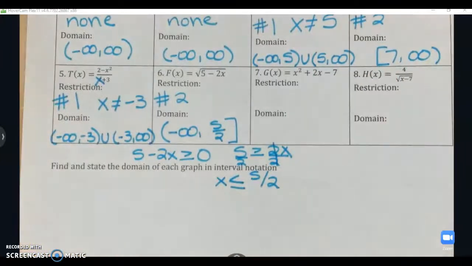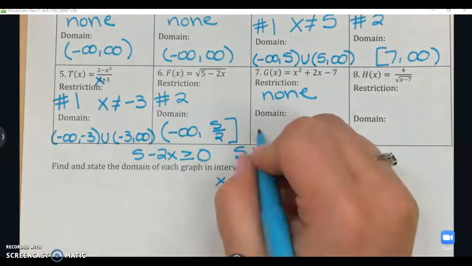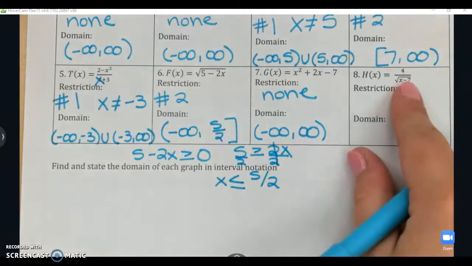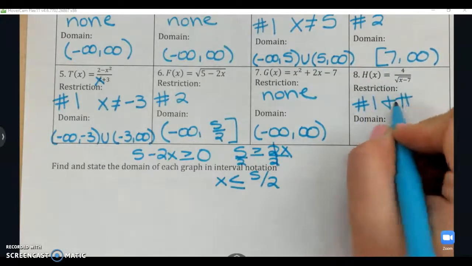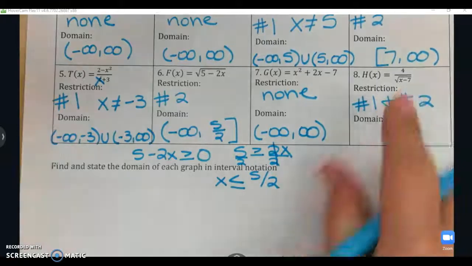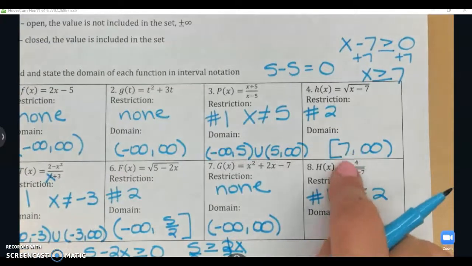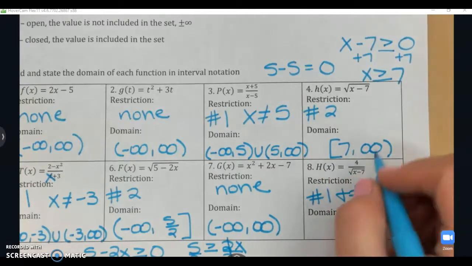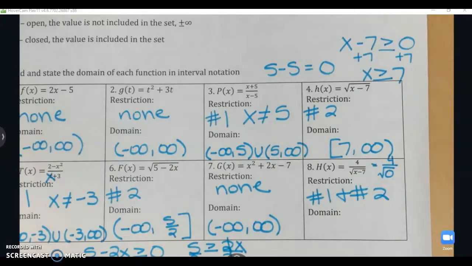Number 7, my restriction, I have none because I am not dividing by a variable and I don't have a square root. So negative infinity to positive infinity. Then number 8, I have a radical in the denominator. So this is number 1 and number 2. Now I've already seen the square root of x minus 7 up above on number 4, right? And that domain was from 7 to infinity, including 7. But think about for number 8. If I input 7 into my denominator, I'm going to get 4 over the square root of 0, which is going to cause me to divide by 0, which I cannot have.